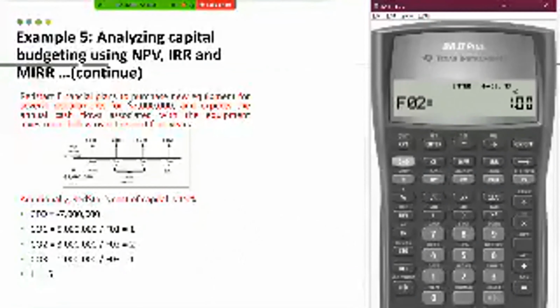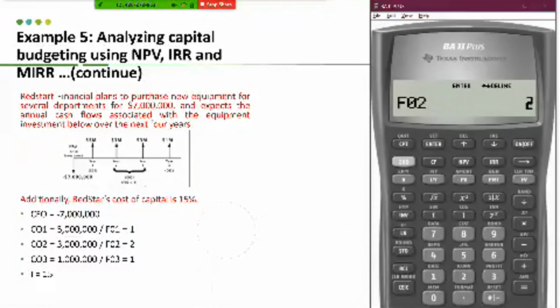We just change the frequency to 2, meaning that the value of year 2 and year 3 is the same. So you press enter. Okay. And the last one is year 4. The value is 1 million. And then you press enter to confirm the value. Okay. And then you press second quit.